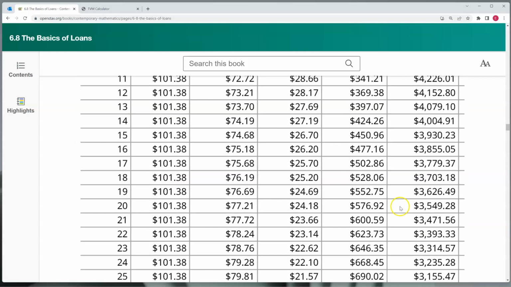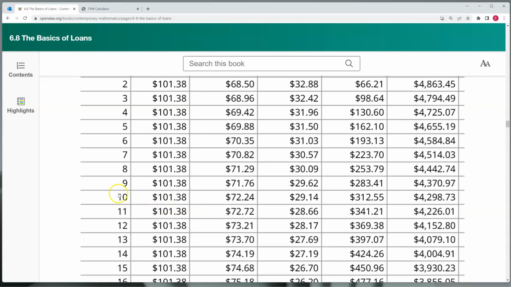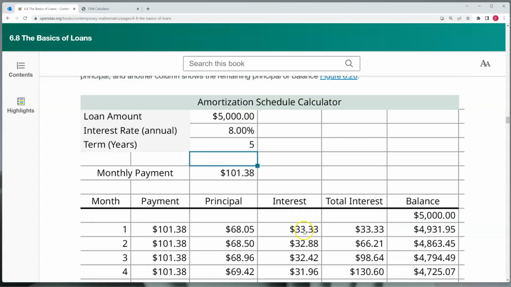And so you can kind of see, and this really makes it very enlightening, that after 20 months, let's do 10, that's easier math for me. So after 10 months, you've basically paid $1,013.80. And your balance has gone from $5,000 to $4,298.73. So even though you've paid over $1,000 on the loan, you've not even knocked $1,000 off the loan. Why is that? This column right here, the interest.